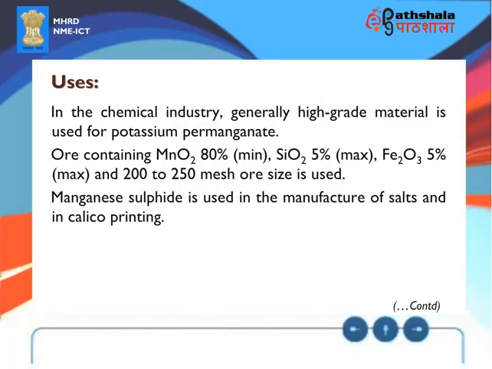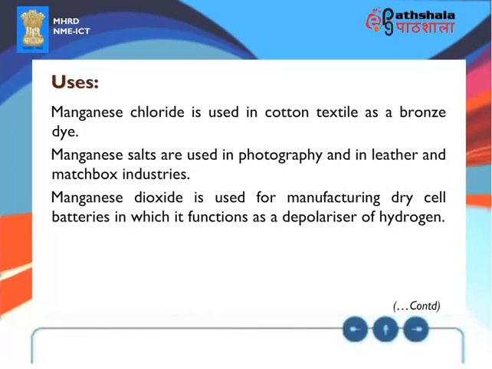Uses. In the chemical industry, generally, high-grade material is used for potassium permanganate. Ore containing manganese oxide 80% minimum, silicon oxide 5% maximum, ferrous oxide 5% maximum, and 200 to 250 mesh ore size is used. Manganese sulfate is used in the manufacture of salts and in calico printing. Manganese chloride is used in cotton textile as a bronze dye. Manganese salts are used in photography and in leather and matchbox industries. Manganese dioxide is used for manufacturing dry cell batteries, in which it functions as a depolarizer of hydrogen.